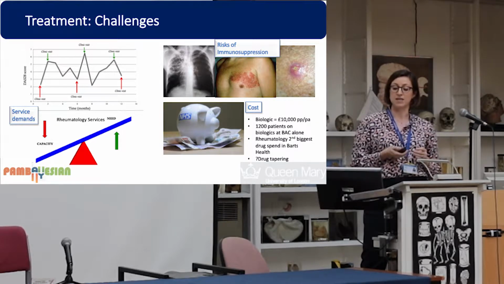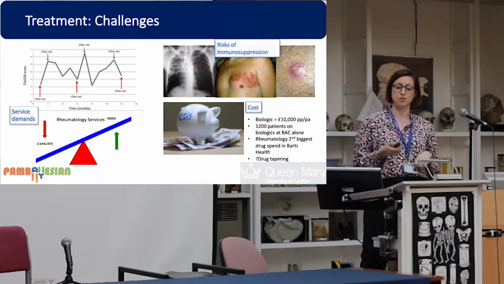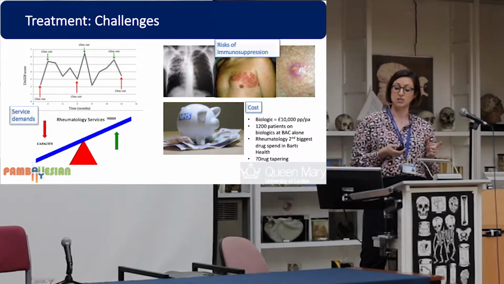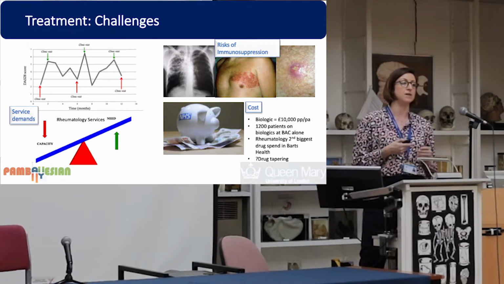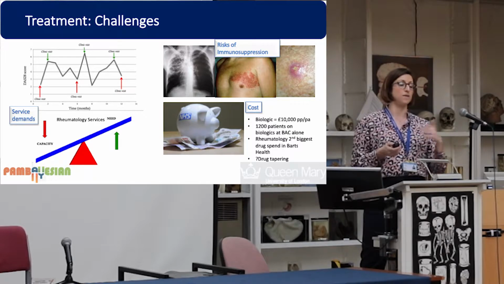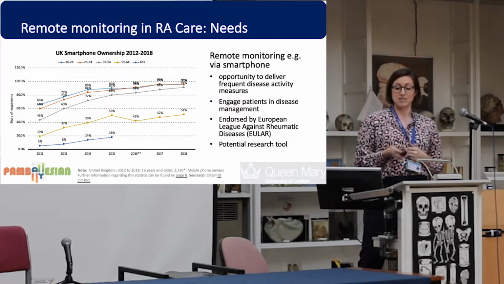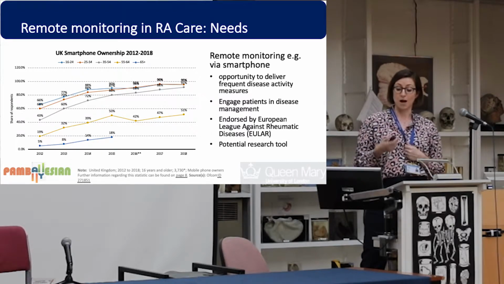There is the possibility, in terms of risks of immunosuppression and cost, of tapering these drugs. Whilst we can't necessarily reduce the amount given in each dose, we can spread the interval between, but there's often fear of doing that because patients will not be seen for 6 months, and there's worry that they would flare in that time. So clearly there are needs that remote monitoring may be able to answer.